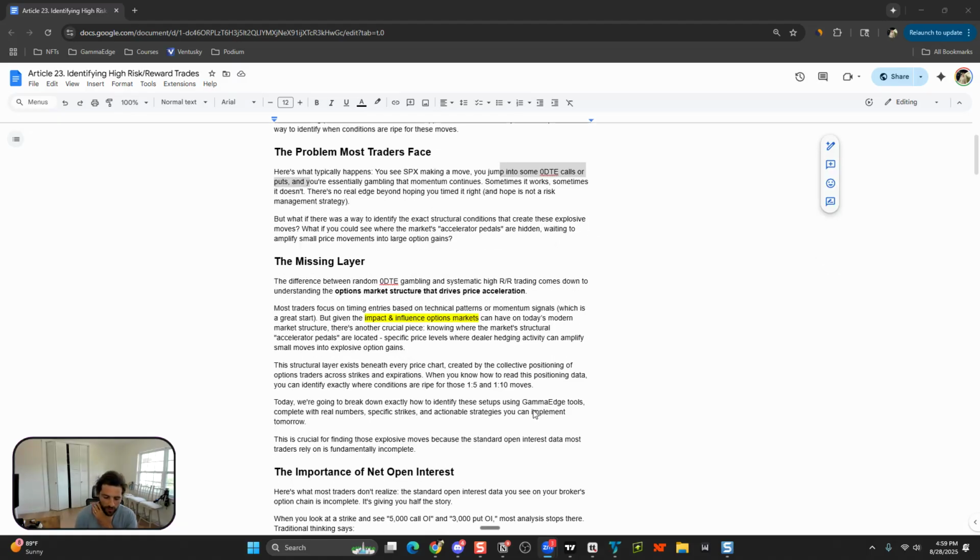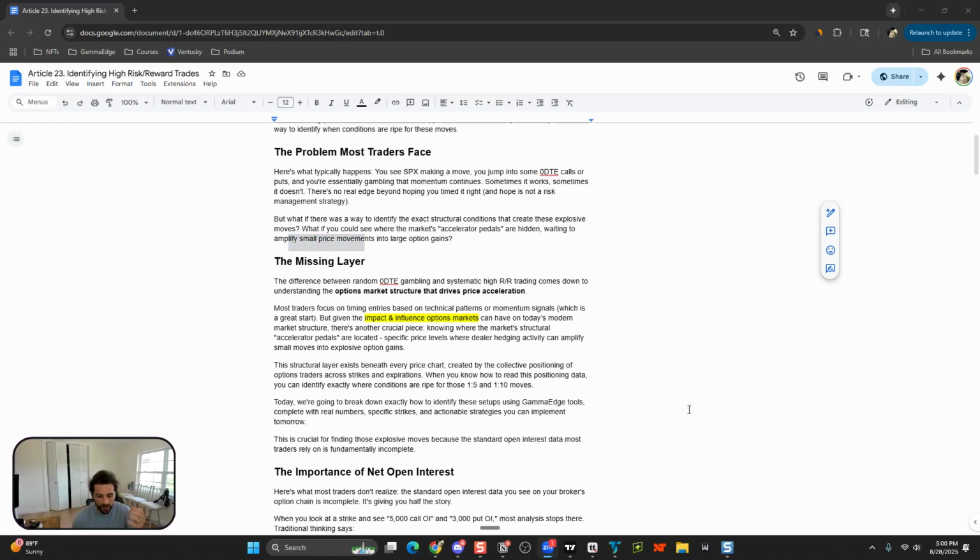So the reason that we have our web app dashboard, have our tools, is to understand the exact structural conditions that create the explosive moves that we're looking for to capture those high asymmetric trades. Right. Another way to say it is we're finding the acceleration pedals in the structure, around our transition zones that help amplify these small price moves into large option gains.